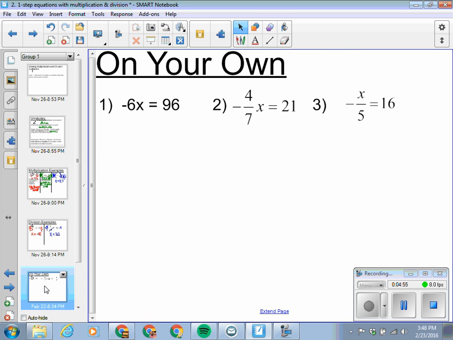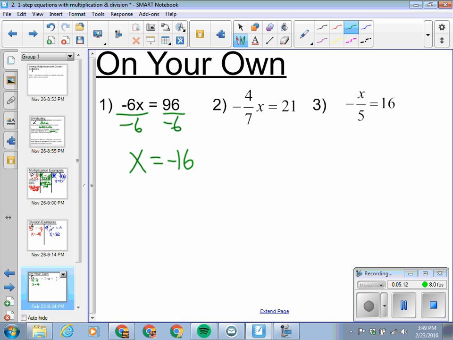Now for the next slide, we've got 3 problems for you to try on your own. So pause the video, give them a shot. Negative 6x equals 96. We're going to divide both sides by the coefficient. x equals negative 16.